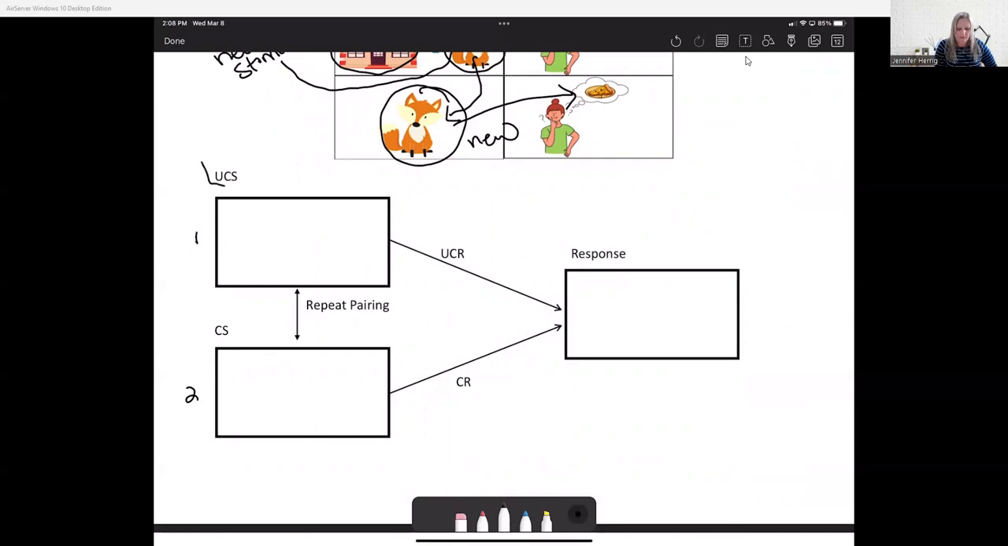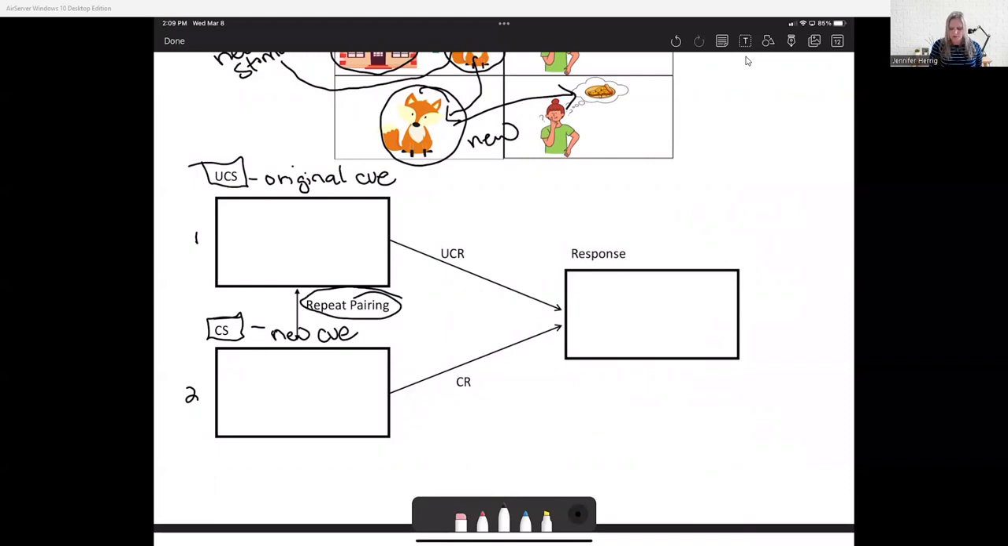The one in the top is going to be our UCS, our unconditioned stimulus. So you can remember this is the original cue. All right, and the one on the bottom, number two here, is going to be our conditioned stimulus. So you can go ahead and put those labels on there when you draw this out. And this is our new cue. So we know these are going to be repeatedly paired so that eventually they lead to the same response. All right, so our response is always what goes over here.